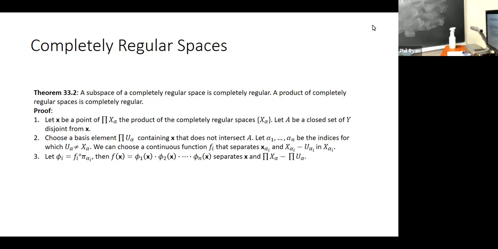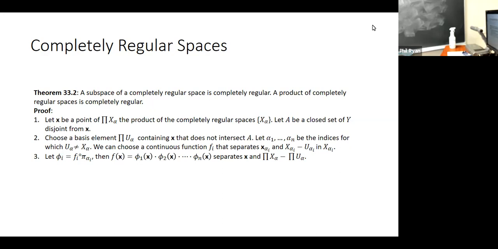Then this phi is going to be a map from the product space to our interval. And then we just let f of x, the function that we want, equal the product. Just multiply all those functions together. And that's going to separate x from the product space minus that basis element. And A, of course, is in here.